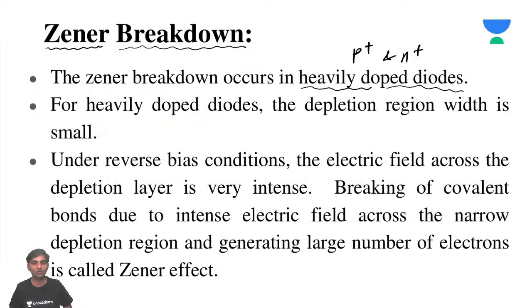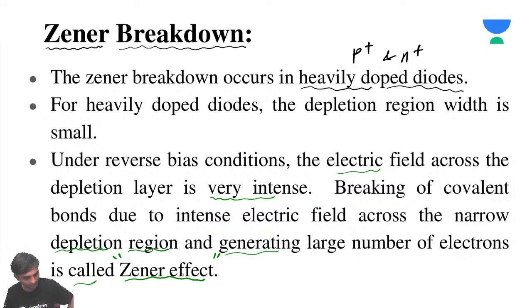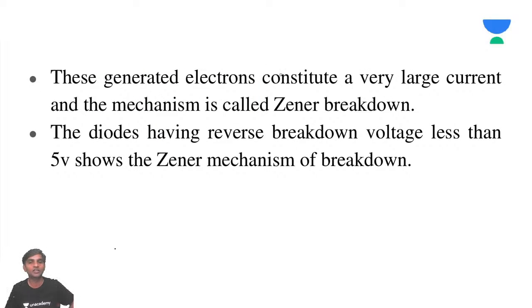This will happen only in heavily doped diodes. Because of the very intense electric field, the breaking of the covalent bonds across the narrow depletion region, which we just discussed, and the generation of a large number of electrons is called Zener effect. The previous one was avalanche effect. Now it is called Zener effect. The generated electrons constitute a very large current, and the mechanism is called Zener breakdown mechanism.